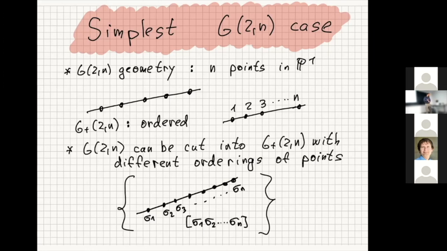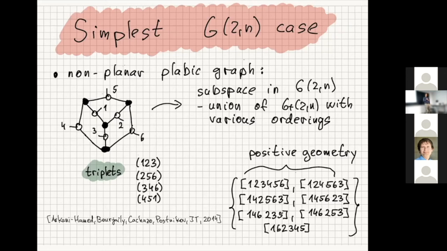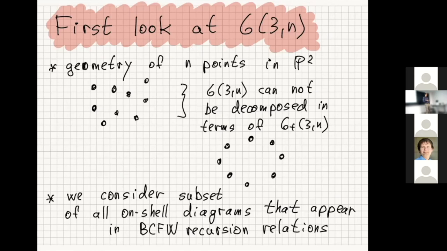Now, if you look at the non-planar graph for G(2,n), you will eventually learn that the graph corresponds to a Grassmannian geometry, and it is just a union of different G(2,n)s with different orderings. There is a nice story, already quite old, with these people, where we figured out how to start with the graph, how to get the collection of these small positive Grassmannians, and how to write a form. It's just a sum of Parke-Taylor factors. There are a lot of nice stories about it, but G(2,n) is too simple to see how it generalizes for higher k.